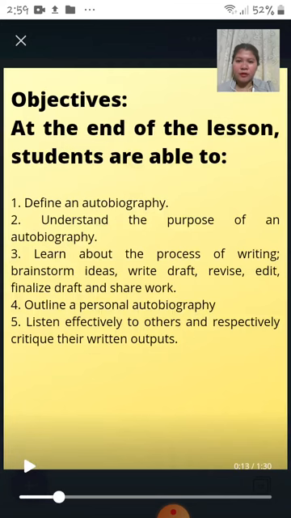Our objectives for today is that at the end of the lesson, students are able to define an autobiography, understand the purpose of an autobiography, learn about the process of writing, brainstorm ideas, write draft, revise, edit, finalize draft, and share work. Outline a personal autobiography. Listen effectively to others and respectfully critique their written outputs.